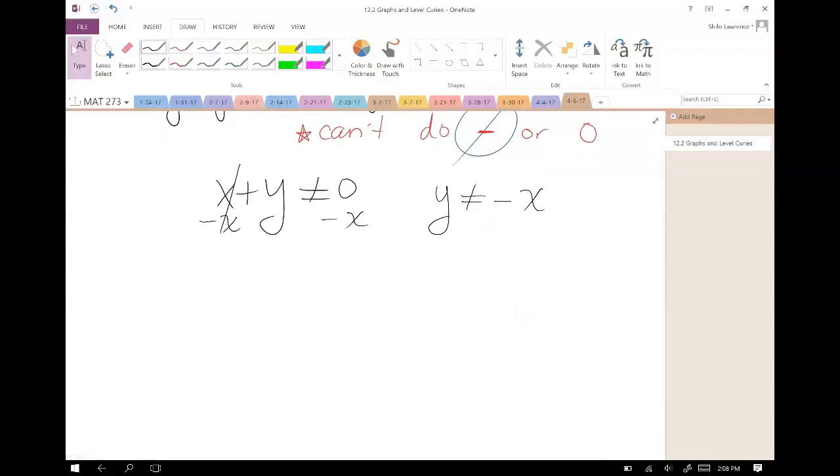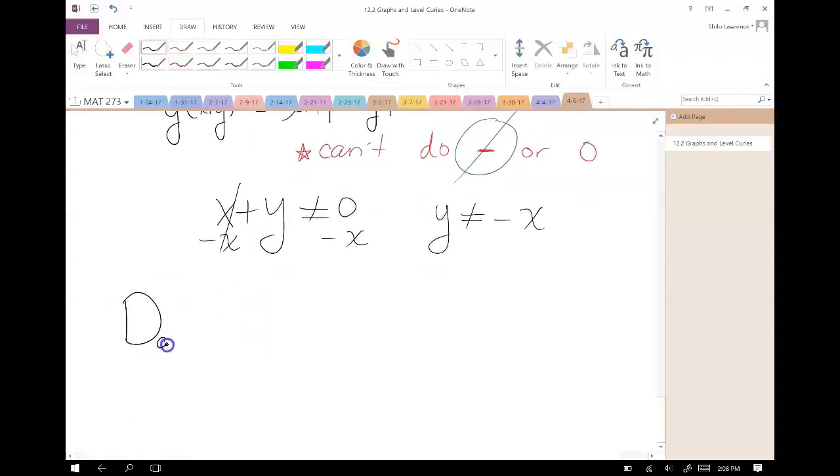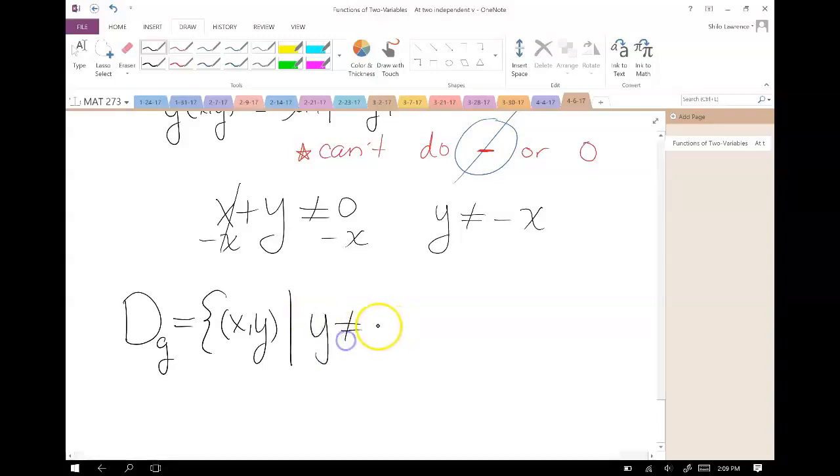So we write it in set builder notation. The domain for this function, whose name is g, so we write a little subscript g, capital D subscript g, the domain of g, is the set of all ordered pairs x, y, such that, and we list the restriction that we have to follow. So we'll get an answer back for the output as long as y does not equal negative x. As long as we avoid those, we're good.